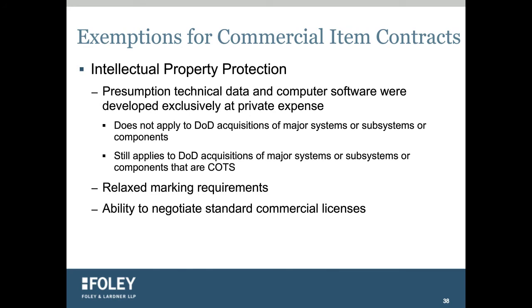For commercial items, there isn't that same marking requirement, so you can include your standard commercial legend without getting government pushback. You also have the ability to negotiate standard commercial licenses with the government. FAR 12.211, with respect to technical data, says the government acquires only technical data and the rights in that technical data that are customarily provided to the public with the commercial item. FAR 12.212, about computer software, says commercial computer software shall be acquired under licenses customarily provided to the public, to the extent such licenses are consistent with federal law and otherwise satisfy the government's requirements.